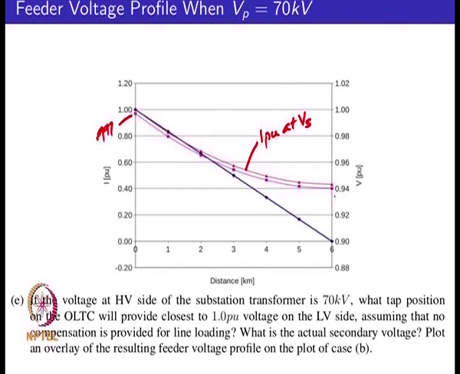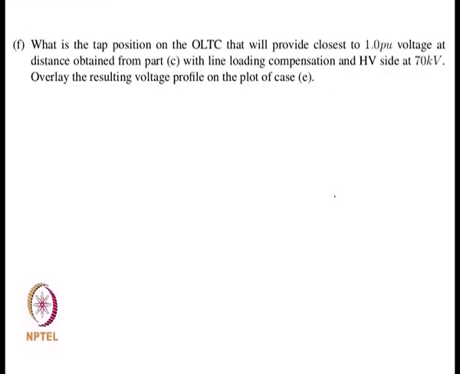So in the next problem, you are asked to actually look at what is the tap position that the transformer, the OLTC, would provide closest to 1 per unit at a distance that is obtained in part C, where we are looking at what position along the feeder you would like to regulate. So here we are looking at the line loading compensation at a loading of 25 amps per kilometer, and when the high voltage side is sitting at 70 kV.